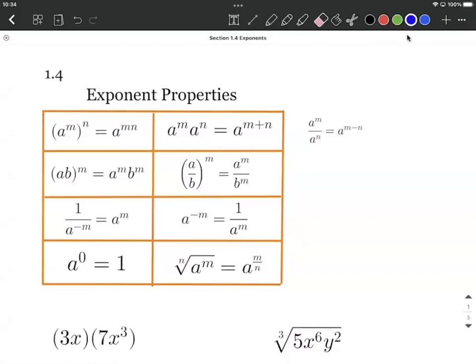Okay, a nice pretty short section. 1.4, we're going to be talking about exponent properties and how to combine exponents together, simplify down expressions. So they're all kind of listed out here.